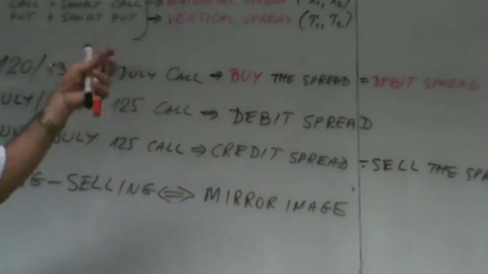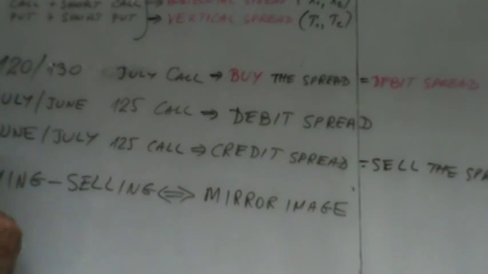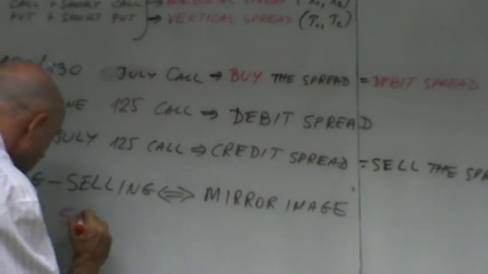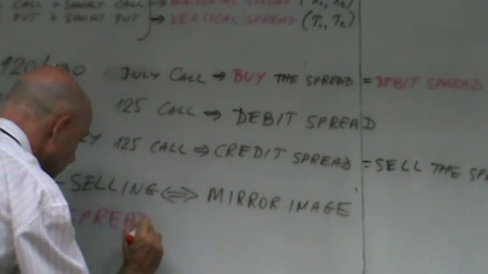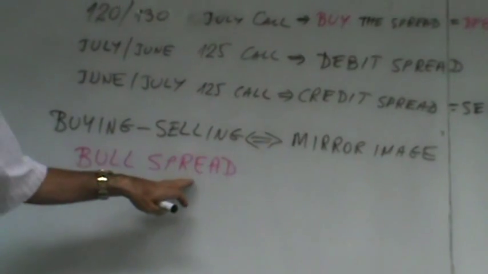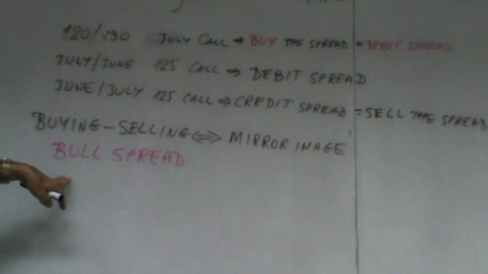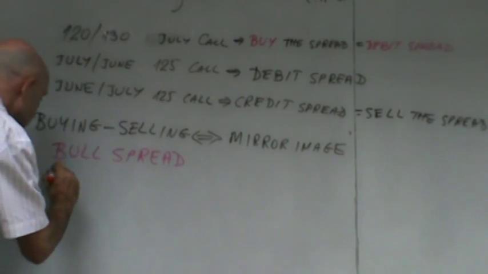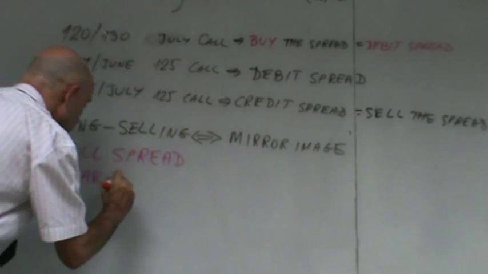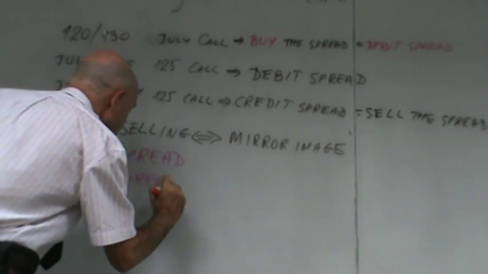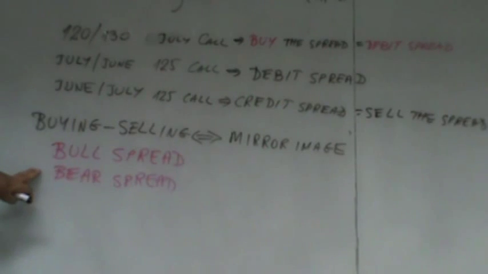From these, you have the next basic concept, which is a bull spread. A bull spread is a spread which gains when the price of the underlying goes up. And you've got a bear spread when the price goes down. We've got the notation, everything's good.